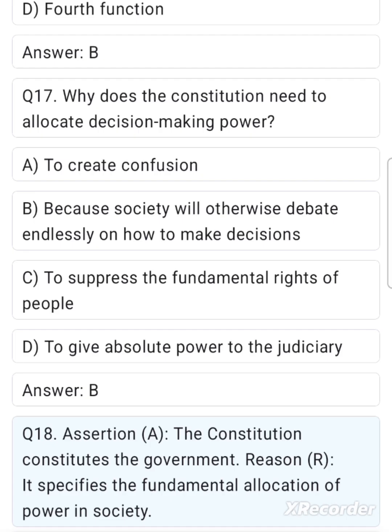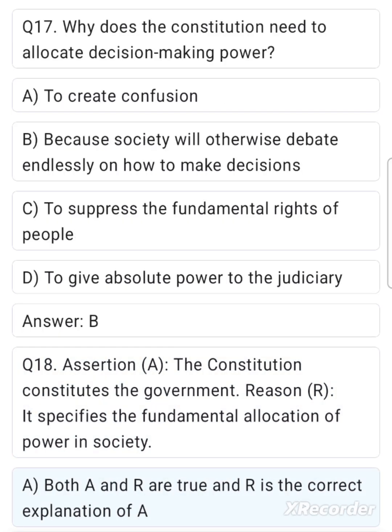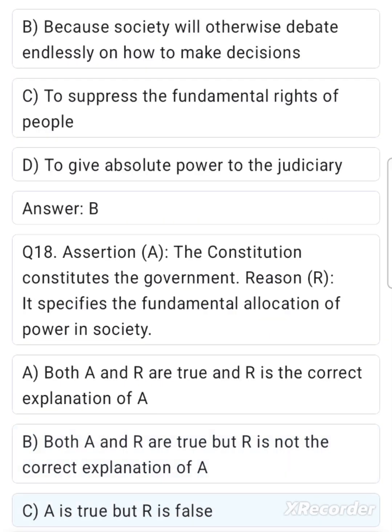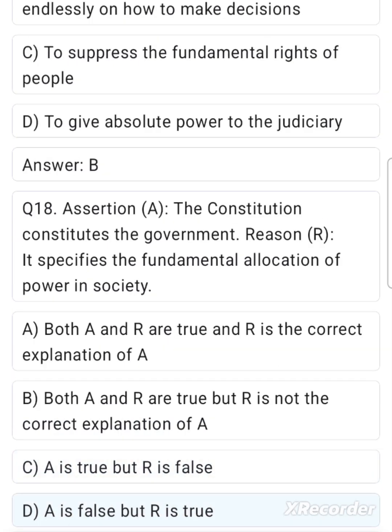Assertion A. The Constitution constitutes the government. Reason R. It specifies the fundamental allocation of power in society. A. Both A and R are true and R is the correct explanation of A. B. Both A and R are true but R is not the correct explanation of A. C. A is true but R is false. D. A is false but R is true.